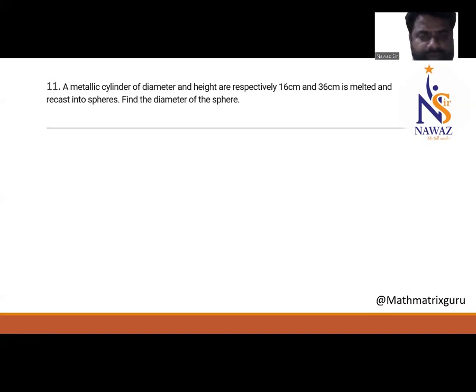A metallic cylinder of diameter and height, respectively 16 centimeter and 36 centimeter, is melted and recast into spheres. Find the diameter of the sphere. So here he's talking about a metallic cylinder and a sphere, wherein the dimensions, that is diameter and height of the cylinder, are given, and he is asking us to find the diameter of the sphere when this cylinder is recast into a sphere.